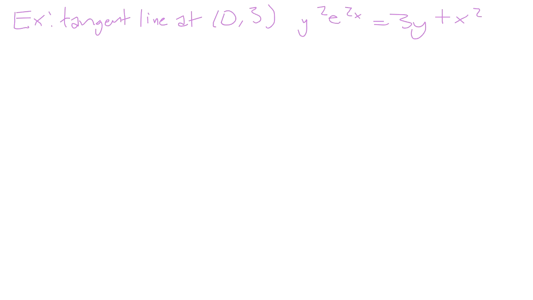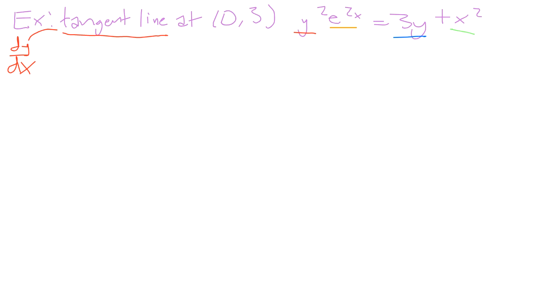All right, so first things first, if we have a tangent line, that implies that we're going to have a dy over dx. Therefore, we're going to find our tangent, and that means we're going to derive our function with respect to x. So now we have our y squared and our e to the 2x, which are going to be product rule. And then we're going to have our 3y and then our x squared.